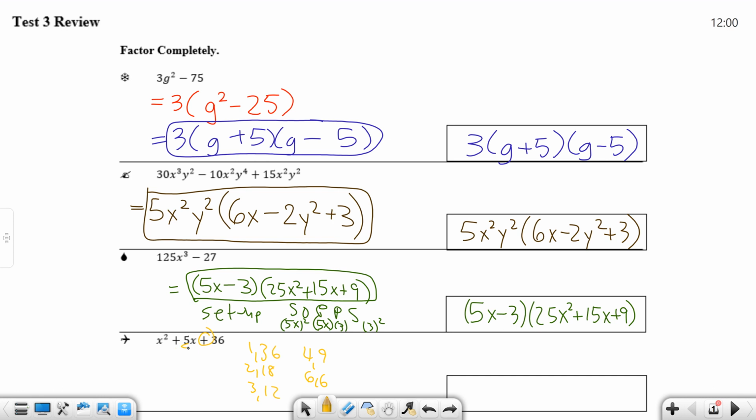I really underline just the 5. Don't need to worry about the sign right now. What adds to give me 5? Well, 1 plus 36 is 37. This is 20. This is 15. This is 13. And this is 12. So nothing adds to give me 5. 4 and 9 subtract to give me 5, but they don't add. So this thing here is non-factorable.